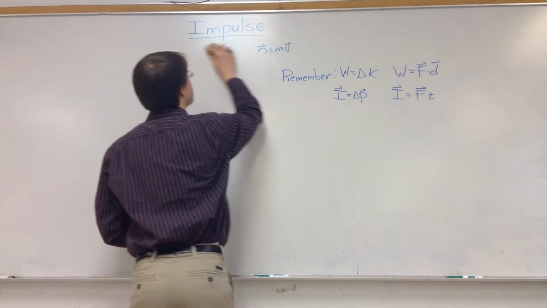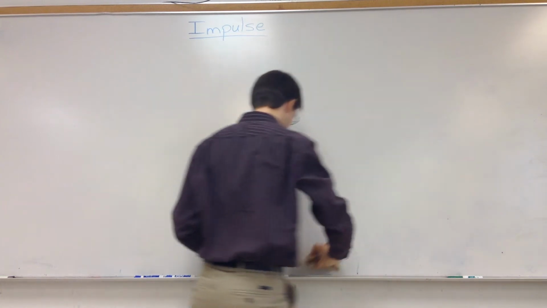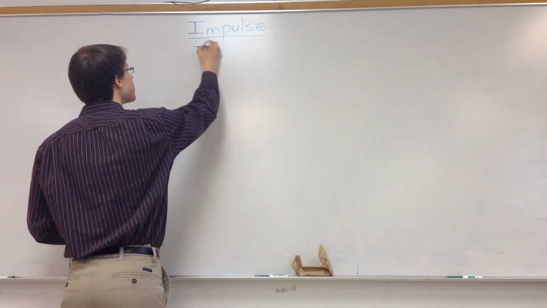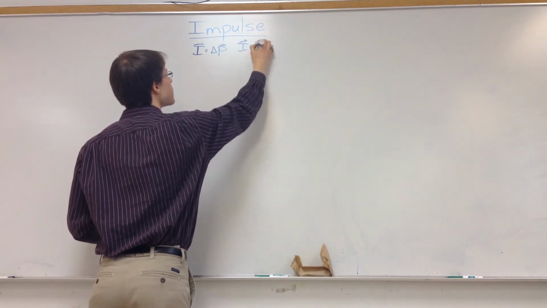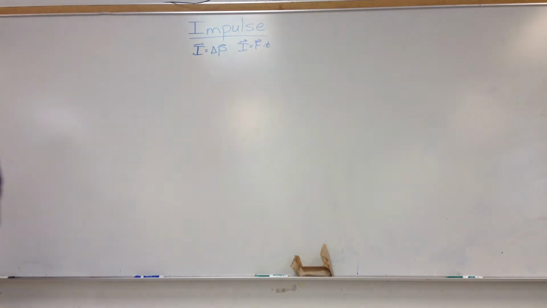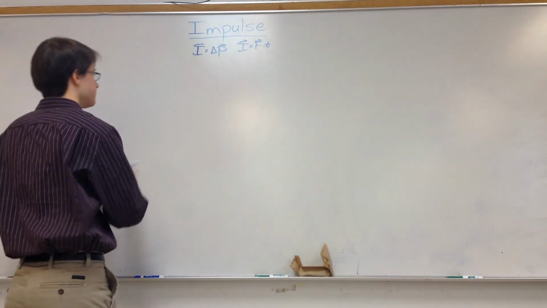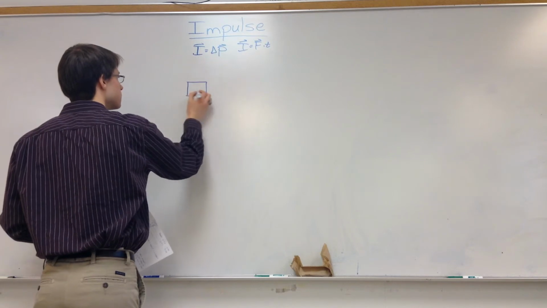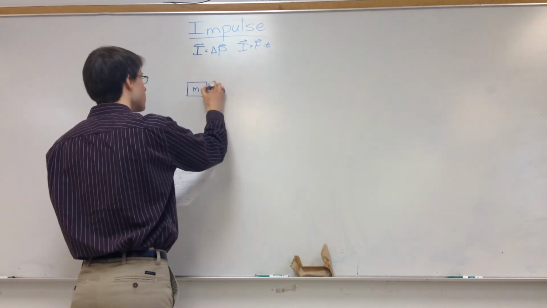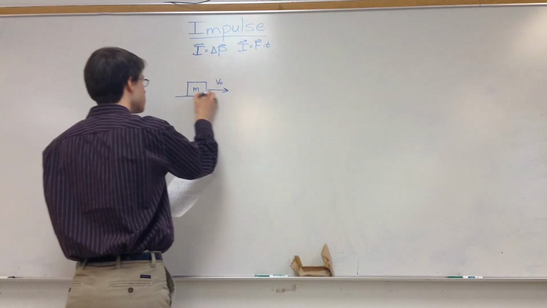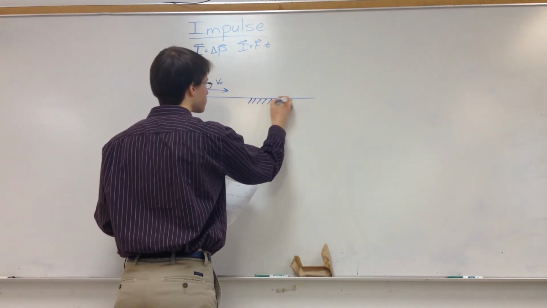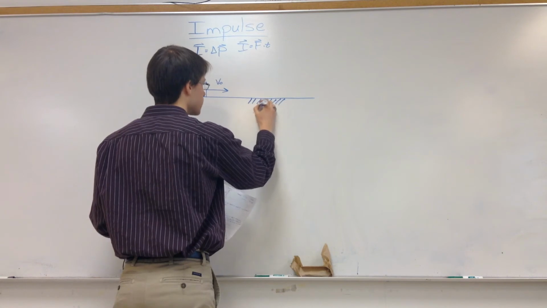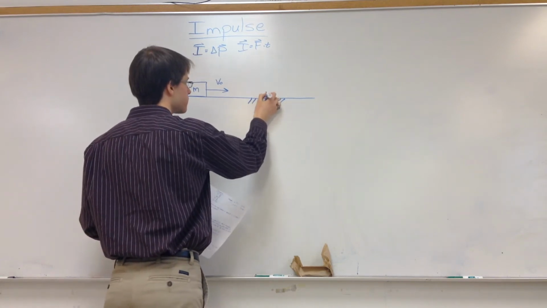So the setup is not super different from how we would do work and energy. I'm just going to write up here: impulse is equal to change in momentum, and impulse is equal to force times time. And let's say, for our problem, let's say we have a block of mass m moving to the right with a speed of v0. And let's say it encounters a surface with friction, and a coefficient of kinetic friction of mu sub k, and this extends for a distance of d.